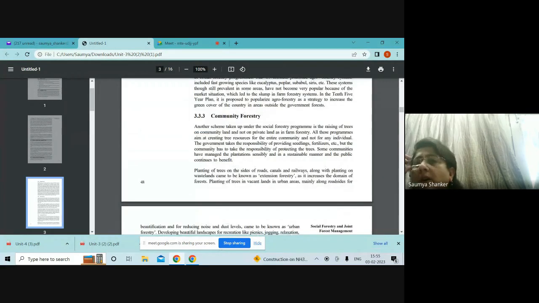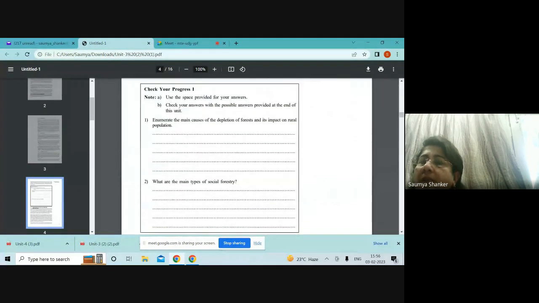And then the third one was community forestry. In community forestry, trees were planted and raised in community lands of the village. There are certain common lands which belong not to any private party or private person, but are common community land for the entire village to use. So raising of trees was done in these community lands.